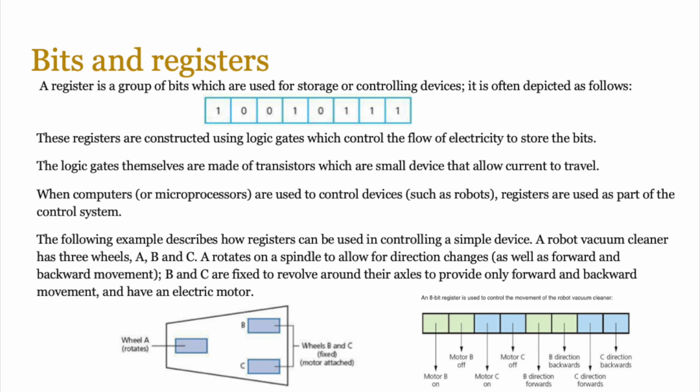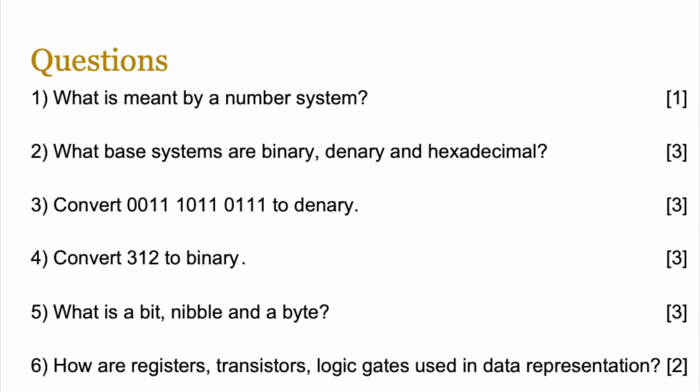You don't need to remember a lot of this stuff right now, but we'll be covering this a bit later on when we look at control systems. All you need to know is that registers store bits, and logic gates are made out of transistors which control electric current. And that's about it.